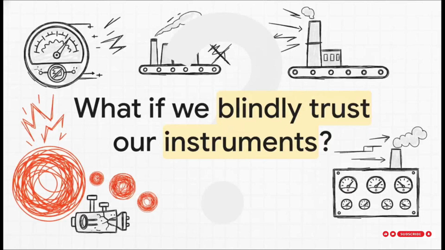Which leaves us with one incredibly critical thought to end on. If we know, as a hard fact of physics, that our tools are subject to these static errors, dead zones, and dynamic lags, what kind of absolute disasters might happen if we just blindly trust the dials in a high-stakes, automated environment? Understanding this stuff isn't just passing a test, it is literally the difference between a tightly controlled process and a catastrophic failure.